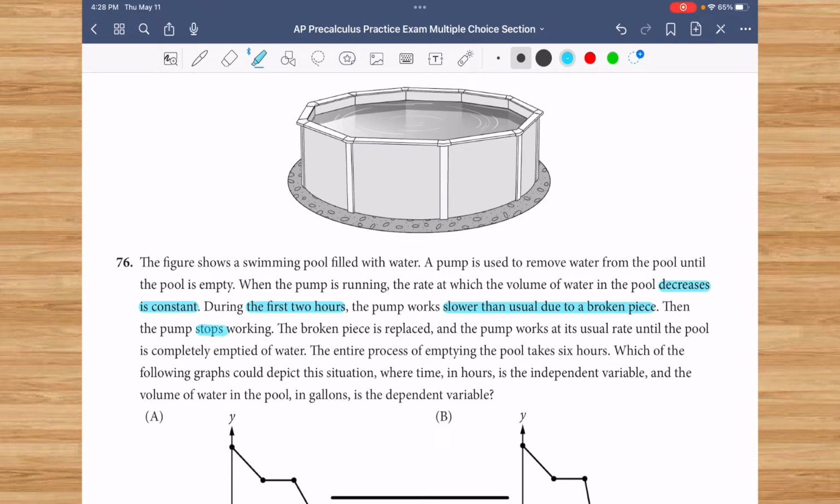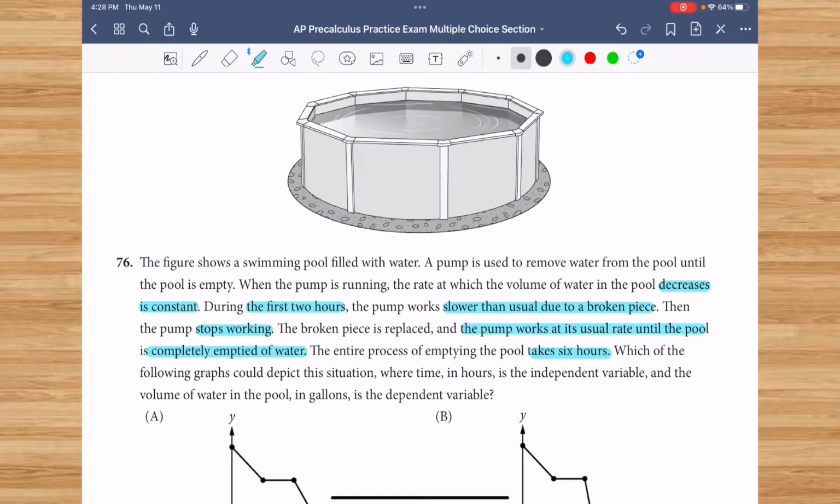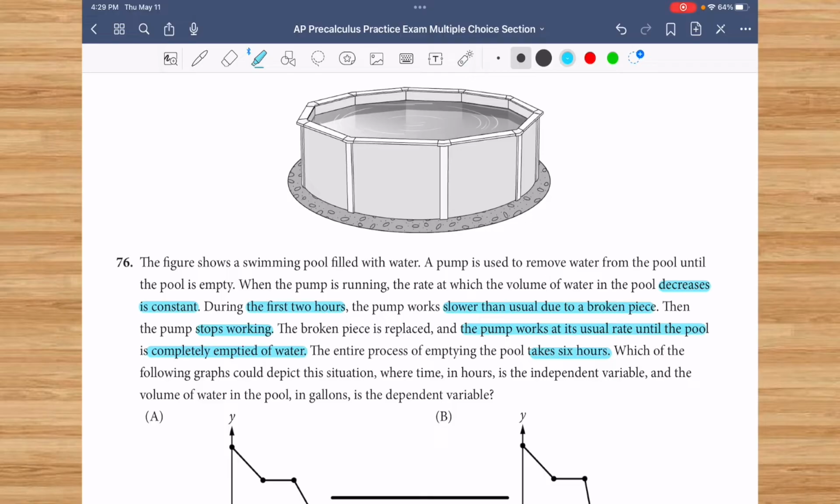Then the pump stops working. The broken piece is replaced and the pump works at its usual rate until the pool is completely empty of water. The entire process of emptying the pool takes 6 hours. Which of the following graphs could depict this situation, where T in hours is the independent variable and the volume of water in the pool in gallons is the dependent variable?